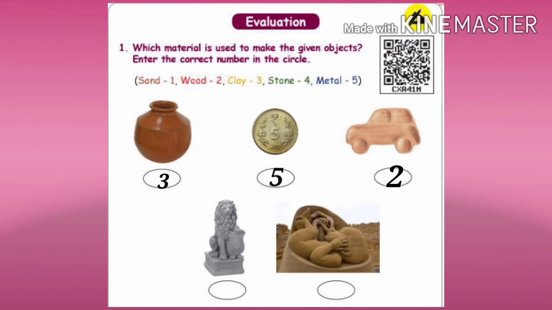The next one is statue. This is made of stone. This statue is made of stone. So, what number do we have to write, children? Yes, we have to write number 4. Very good, children. So, write the number 4 in the circle.